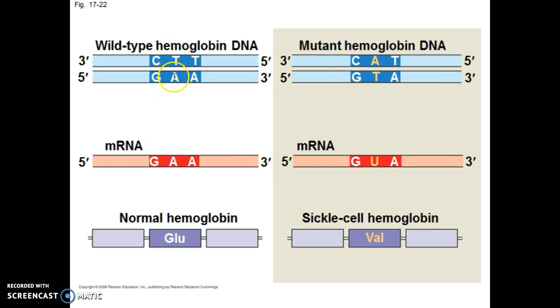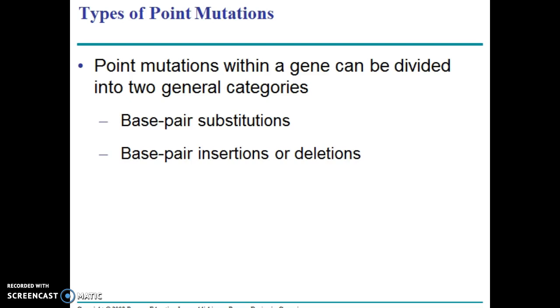Maybe instead of having TA, we have another CG. Substitute this combination with a different combination. And although these are the same nucleotides, they are in a different order, so they are now different. That is a substitution. And the second one would be inserting or deleting a base pair.